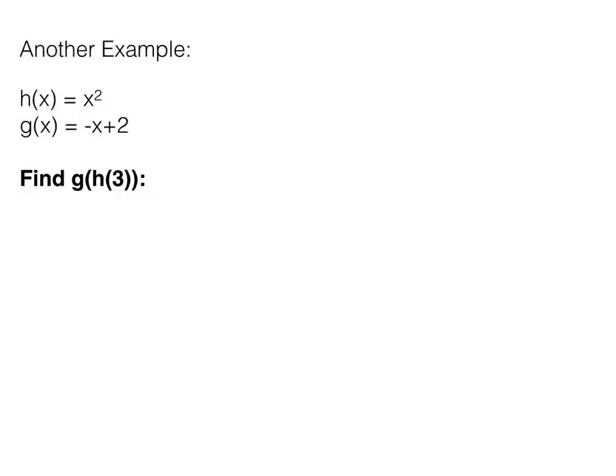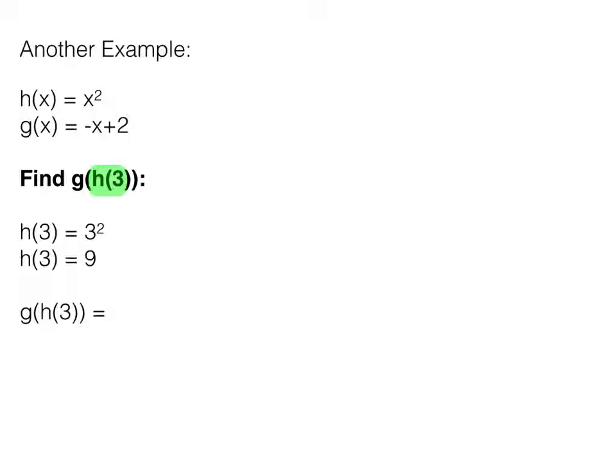Let's say we have h of x equals x squared and g of x equals negative x plus 2, and we're asked to find g of h of 3. Fine. So what do we do first? Well, we need to find out what the inside is, the h of 3, because that's our input for g. So h of 3 is 3 squared, which is just 9. How did I get that? Because h of x was x squared. So h of 3 is 9.